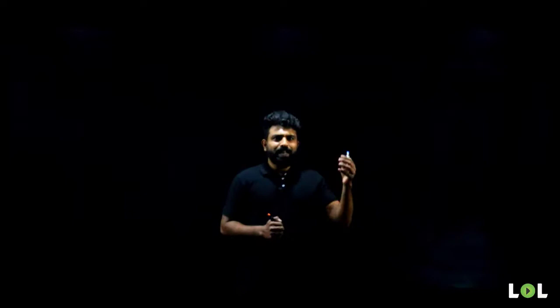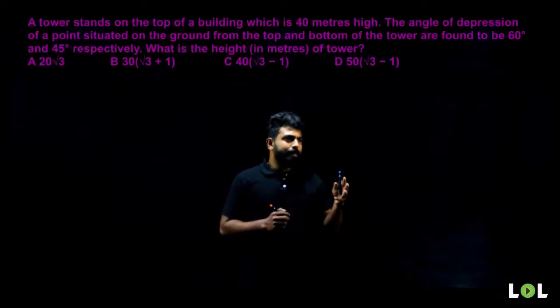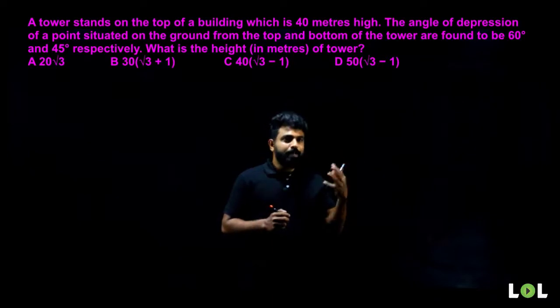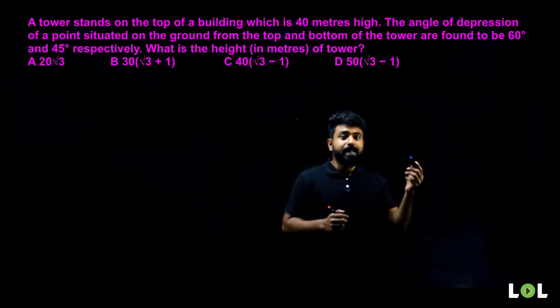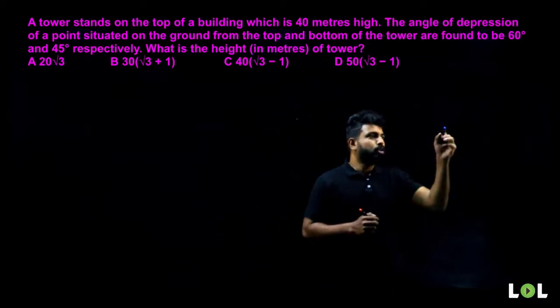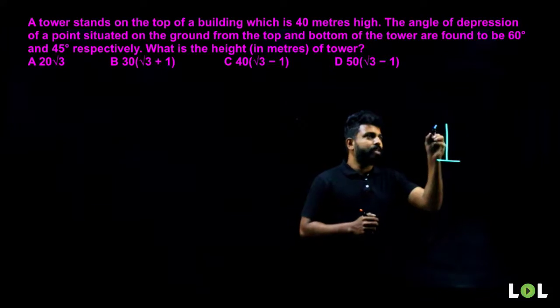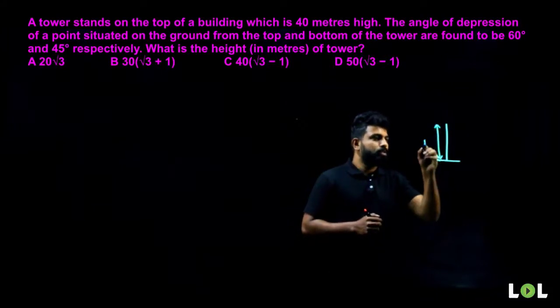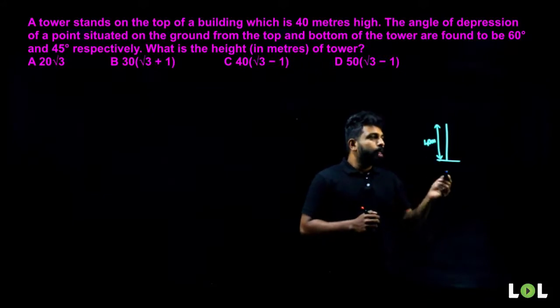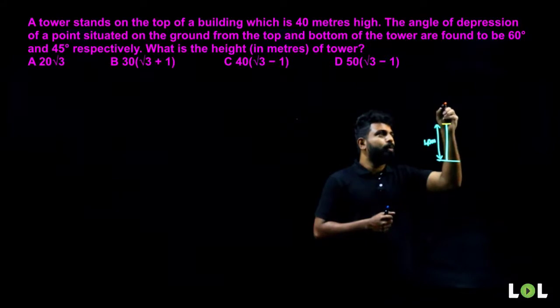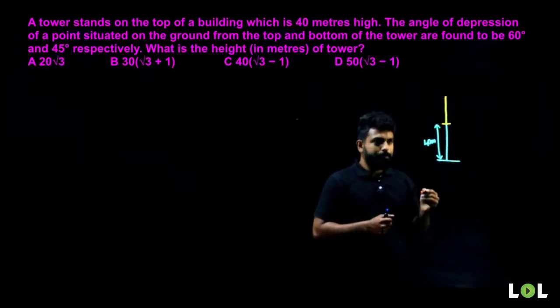So let's move on to the next question here. What does it say? A tower stands on the top of a building which is 40 meters high. So let me quickly represent the question in the form of a diagram. So there is a building. This building here is 40 meters high, so this is 40 meters tall. Then what are they telling? There is a tower on top of this building. So there is another tower on top of this building.